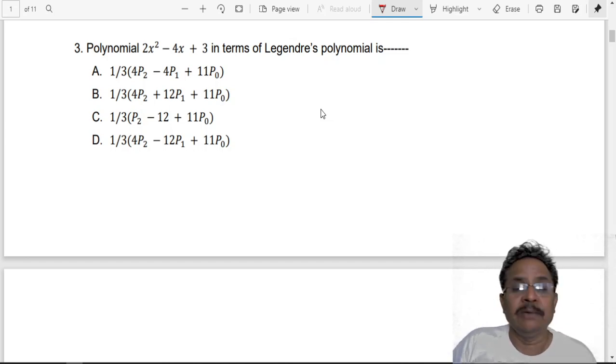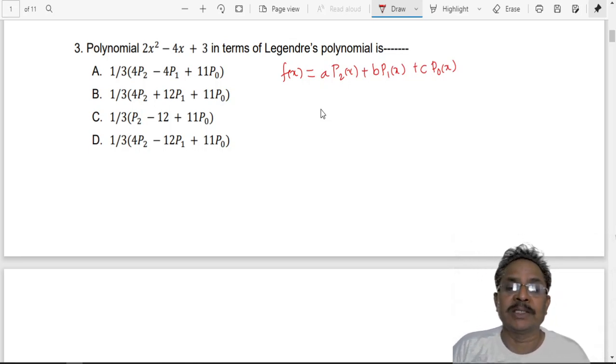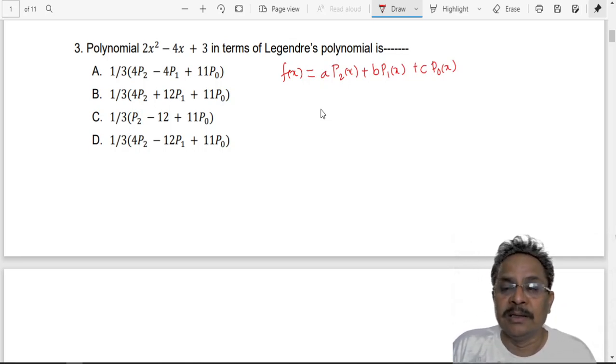In terms of the Legendre polynomials, first we have to write f of x equal to some constant a into P2 of x plus another constant b into P1 of x plus a third constant c into P0 of x. So P0x, P1x, P2x are the three Legendre polynomials. They have to be written in this particular function as shown.